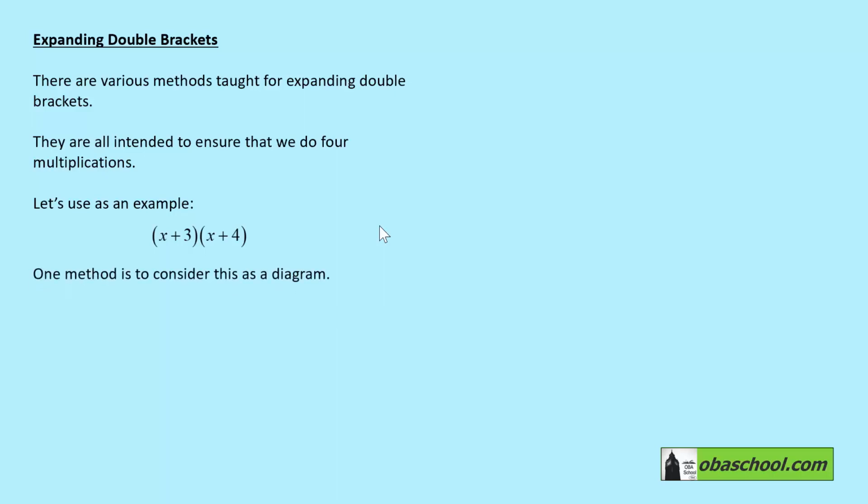One method is to consider this as a diagram. We take a rectangle, and this is by no means to any sort of scale, where we put x plus 3 on one side and x plus 4 on the other side. So if I say that this length is x, and this length is 3, and then going across, this is x and this is 4. You can see this x is longer, that's why I said it's not to scale. The important thing, though, is that we use this to work out the multiplications that we need to do.